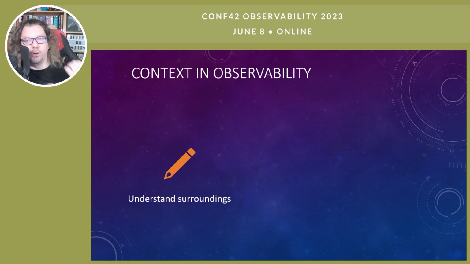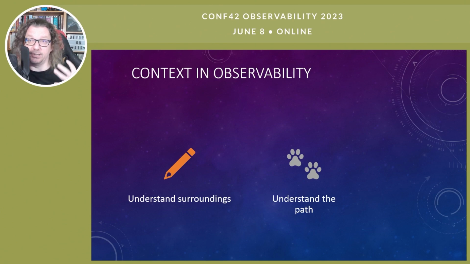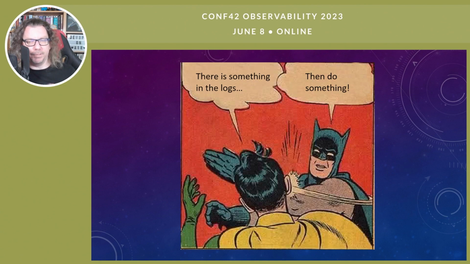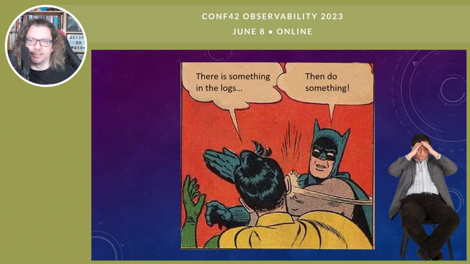First of all, logs allow us to understand the surroundings. Then traces allow us to understand the path, the journey. And finally, metrics allow us to understand the scale. Okay? So please don't say that there's something in the logs, because if there is something in the logs, you should do something. And what's important is what those somethings are. So please avoid this headache. Just know what you have there.